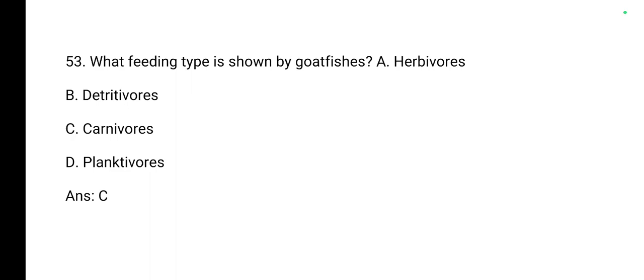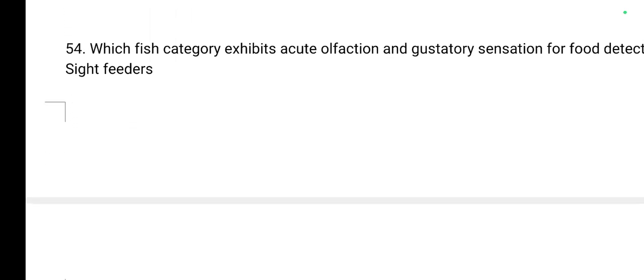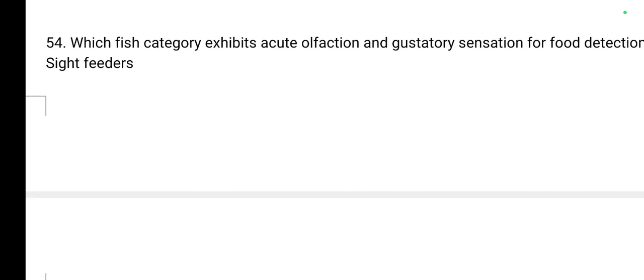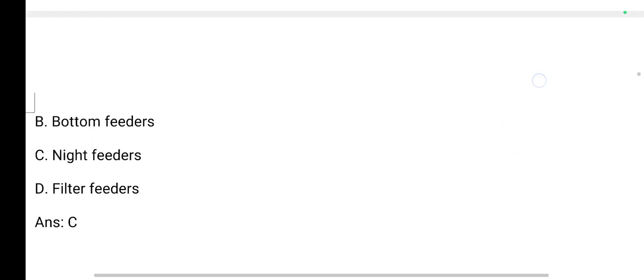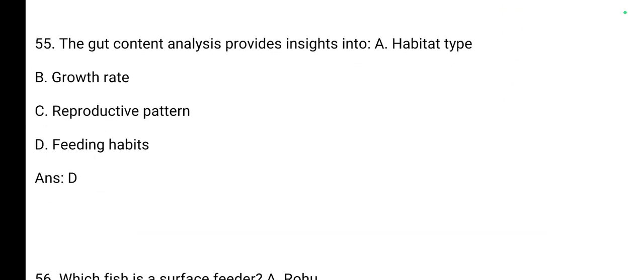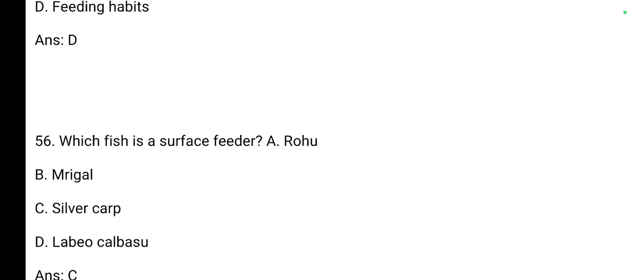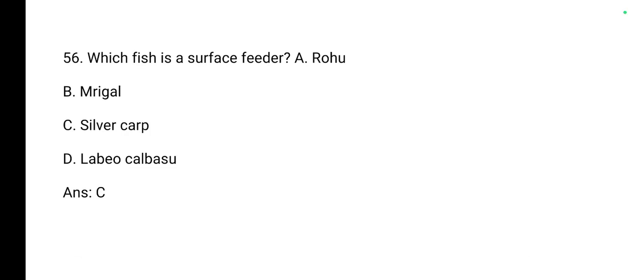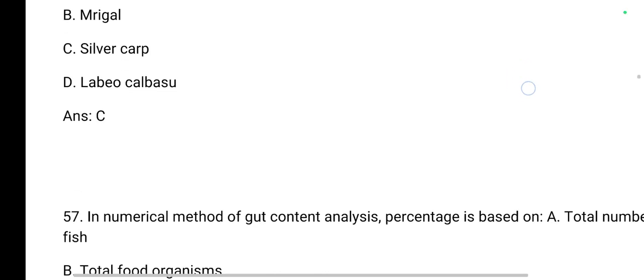What feeding type is shown by goatfishes? So that is carnivorous. Which fish category exhibit acute olfaction and gustatory sensation for food detection? So the answer will be night feeders. The gut content analysis provide insight into, so that is feeding habits. Which fish is a surface feeder? So the answer will be silver carp.